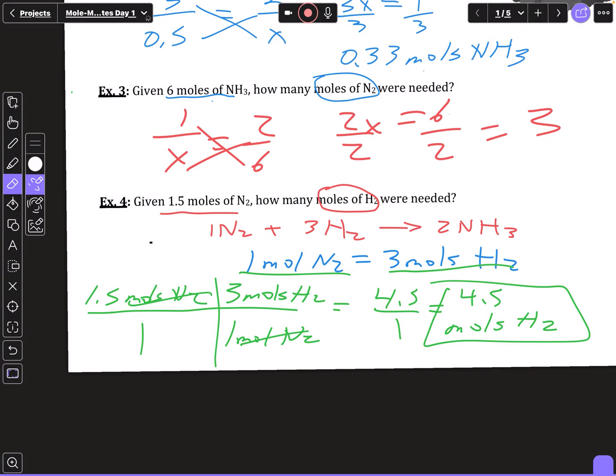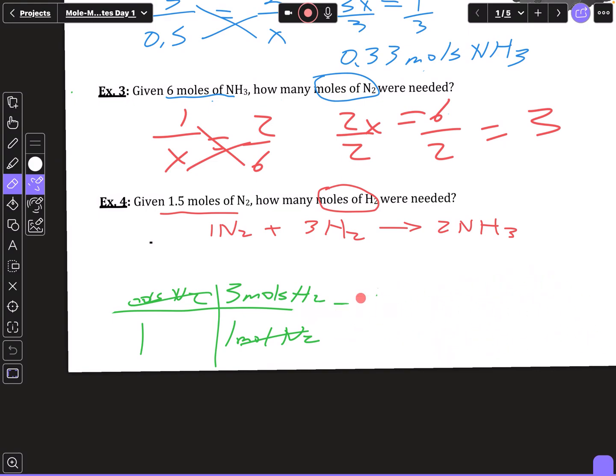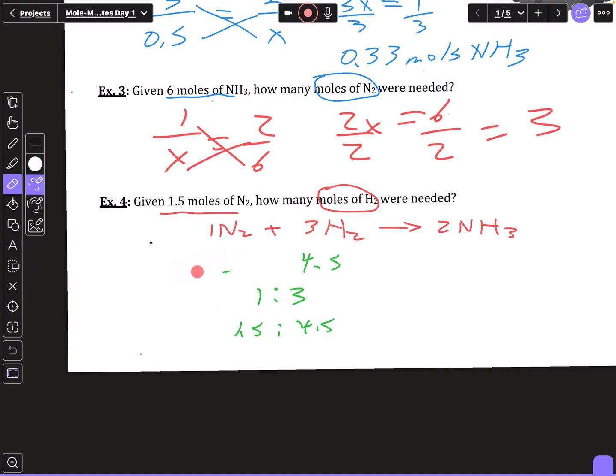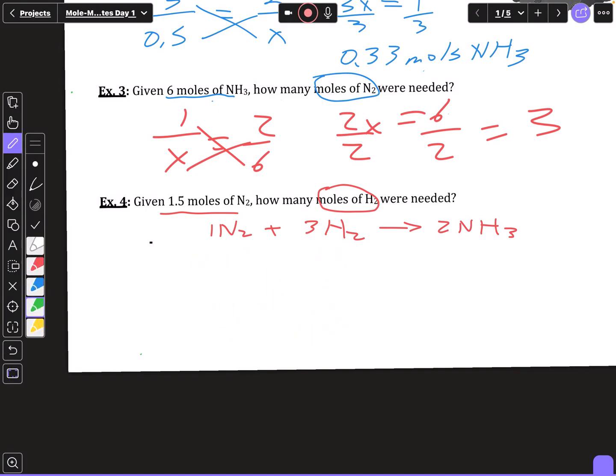And that makes sense because if it's a 1 to 3 ratio, if this was 1.5, then that would be 1. If it's 1 to 3, I'll just multiply it by 3 to get 4.5. Same ratio. 1 to 3 is the same thing as a 1.5 to a 4.5.